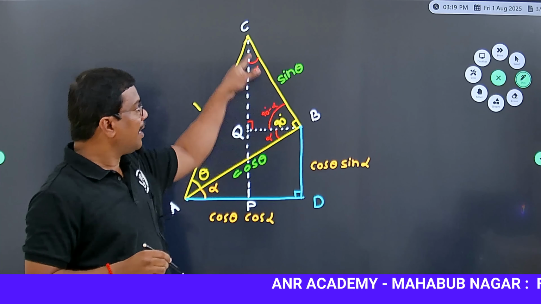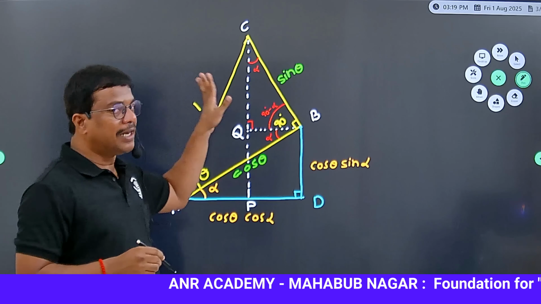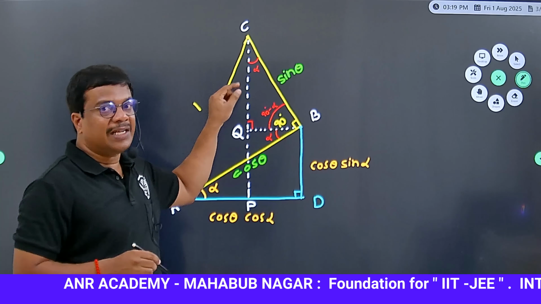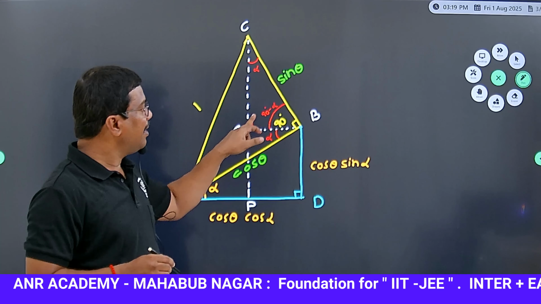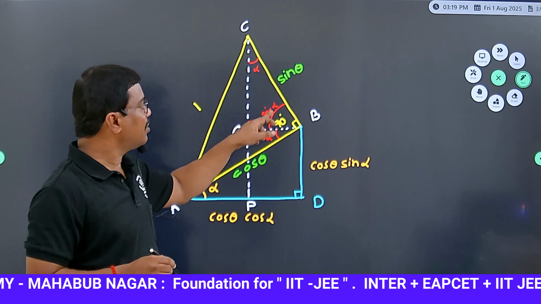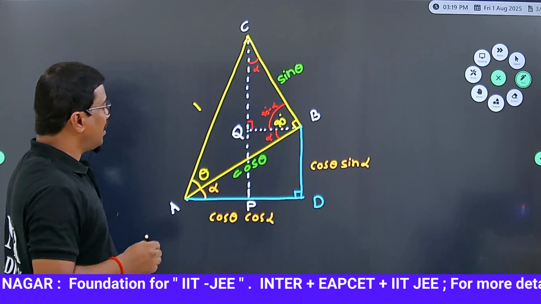In a right angle triangle, the sum of interior angles in any triangle is 180 degrees. Here it is a right angle, 90, so 90 plus 90 minus alpha plus alpha, the alpha gets cancelled, so the sum of interior angles we get is 180 degrees.